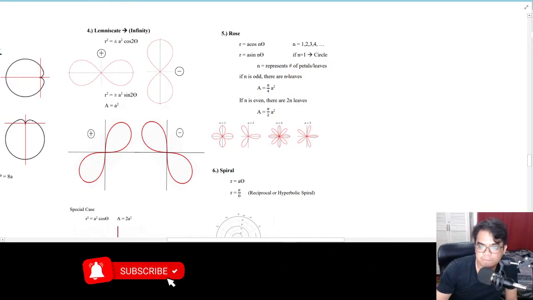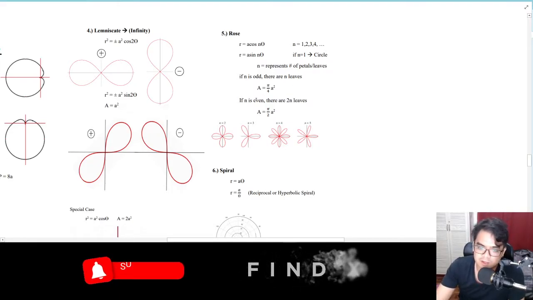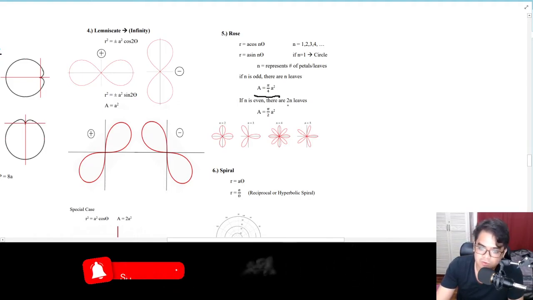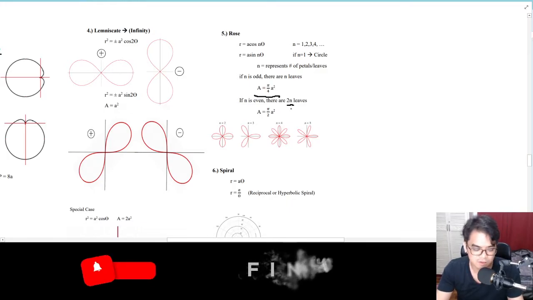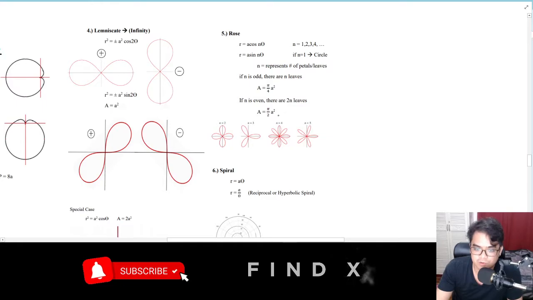If n is an odd number, that will be the number of leaves, and the area will be pi over 4 a squared. But if n is even, there are 2n leaves. And the area will be pi over 2 a squared. And this will be the example.